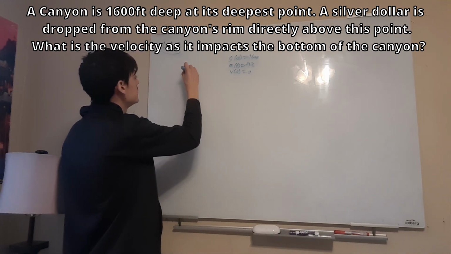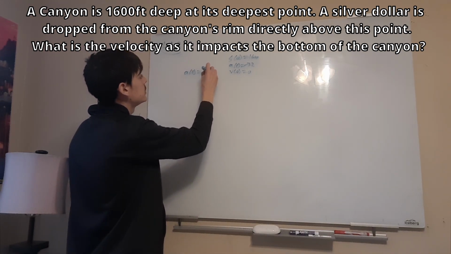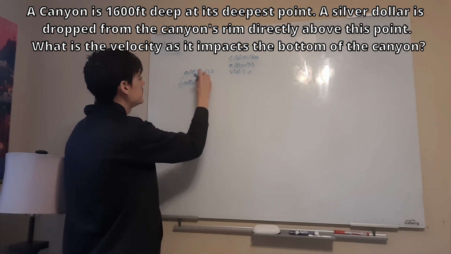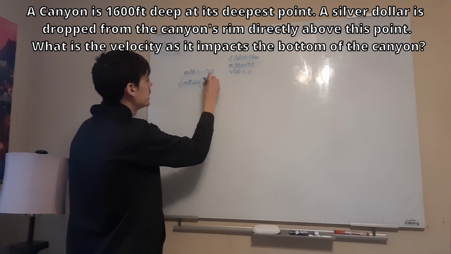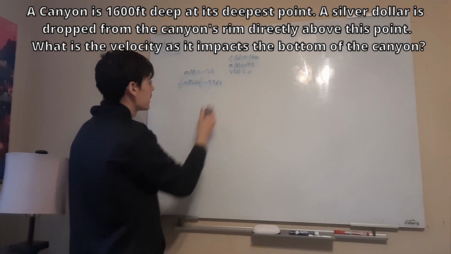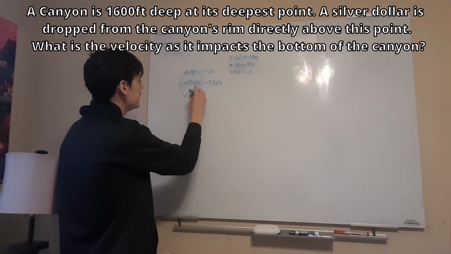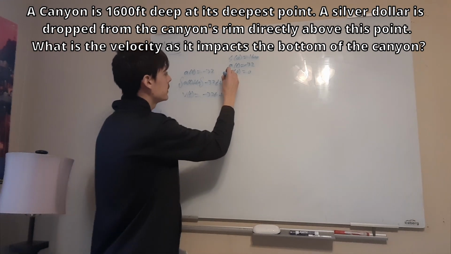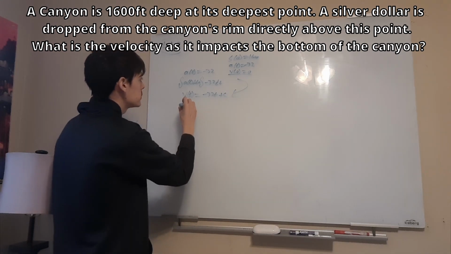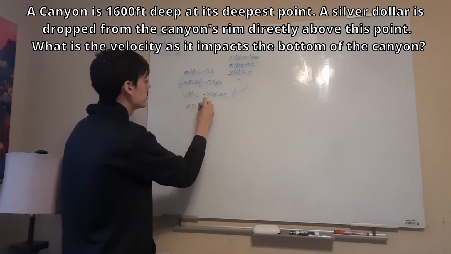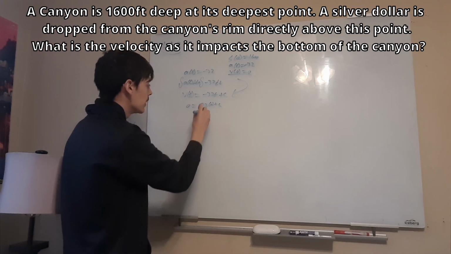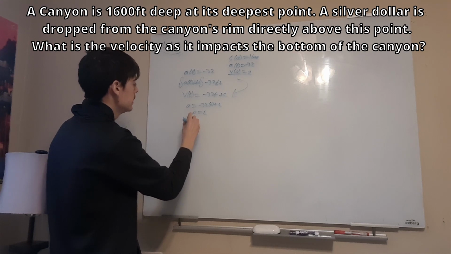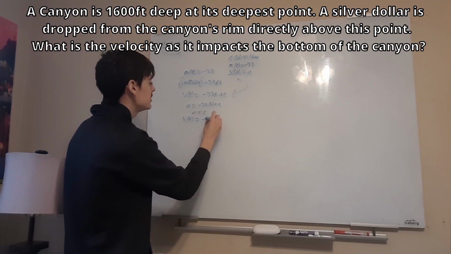We have a of t equals negative 32. As we always do, we integrate both sides. So the integral of a of t dt will equal the integral of negative 32 dt. This will give us v of t equals negative 32t plus c. We can plug in our velocity here. This will give us 0 equals negative 32 times 0 plus c, or c equals 0. And that means our particular solution for velocity is v of t equals negative 32t.